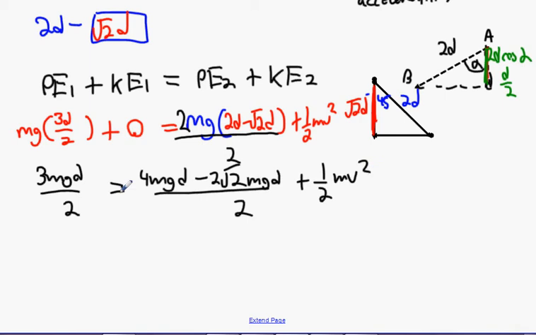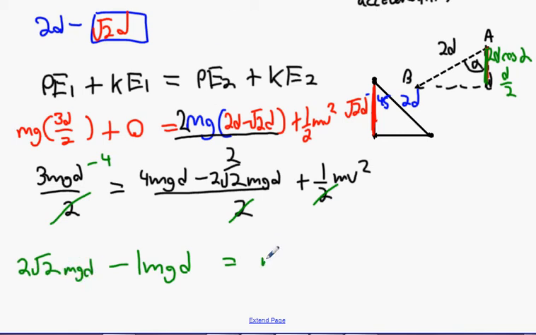Now the 2's are going to cancel. We're going to bring the 4 mg over to work with the 3 mg. That's going to give me minus 1 mgd. The 2 root 2 is going to move over on its own there, and it's just going to become what's it going to become? 2 root 2 mgd as well. And then the other one's going to be mv squared. Now what can leave first?